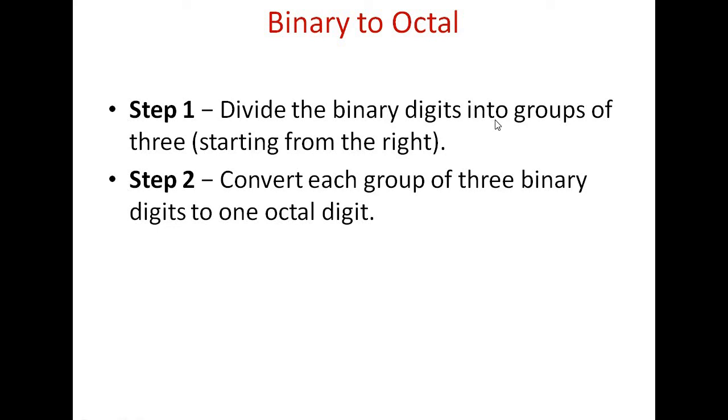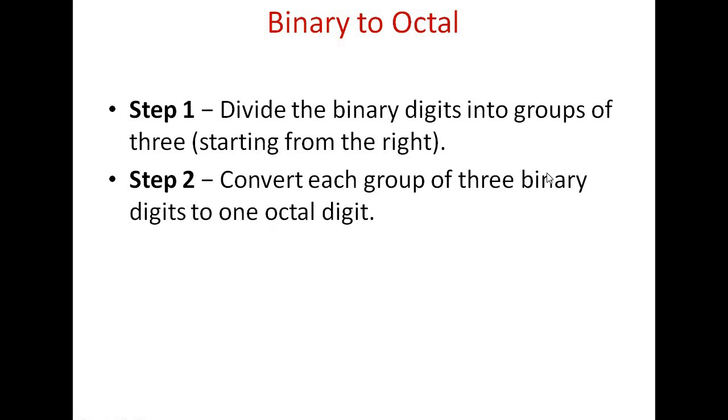Divide the binary digits into groups of 3. The whole number can be divided into groups of 3 digits, starting from right to left. Starting from right, you can proceed from right to left. Convert each group of 3 binary digits to 1 octal digit.